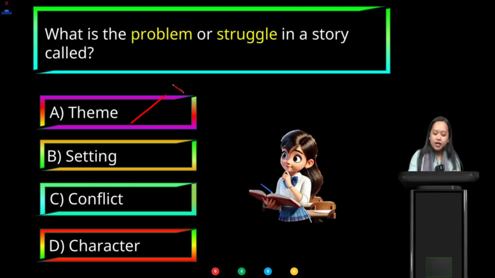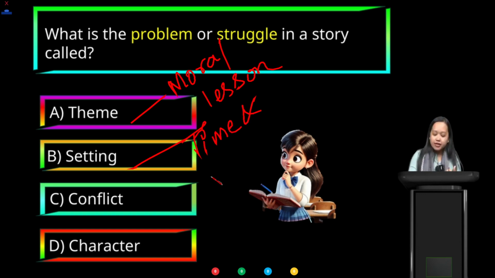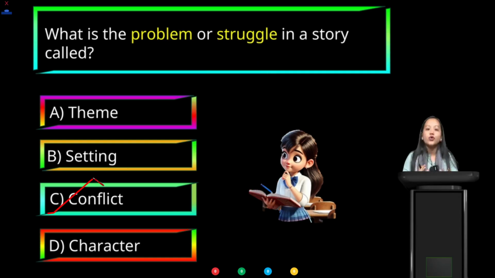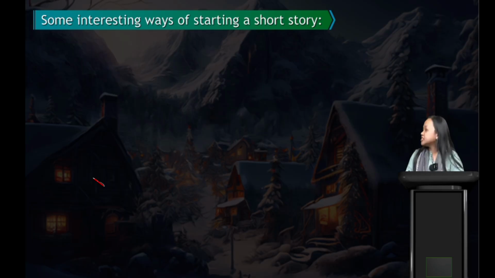Theme is what? We talk about the moral lesson. Setting, and location. Okay. And conflict here talks about what? Or character. Okay. So that is why option C is the correct answer to this question. Right? Okay. Moving next.